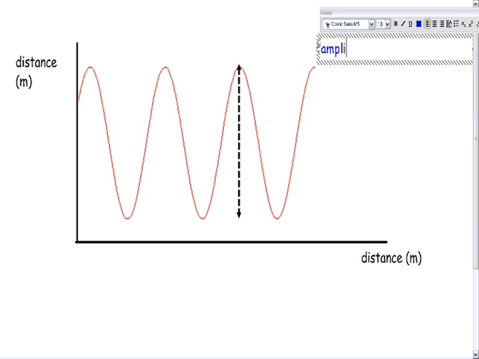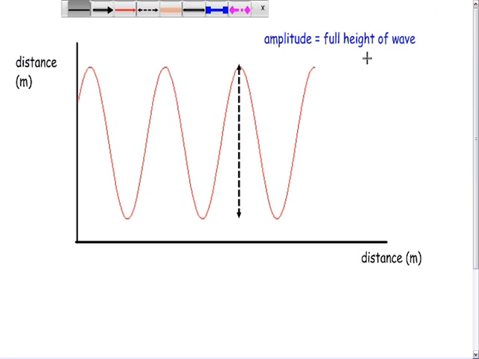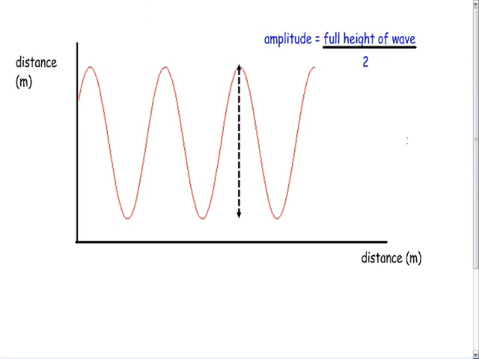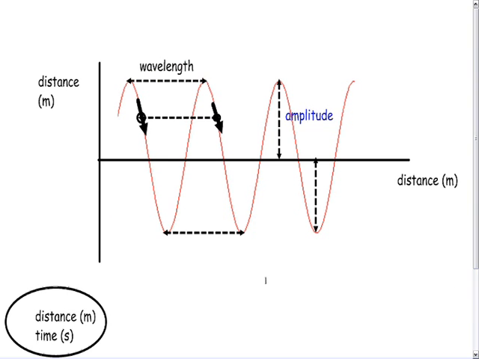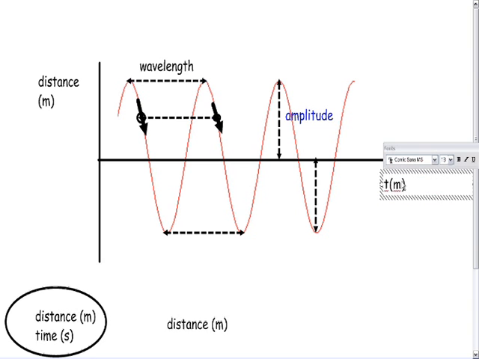So amplitude equals full height of wave, and super importantly, a big line, divided by 2. So full height of wave divided by 2 is your amplitude. Good stuff. So that's it if it's a distance graph. Now, the issue arises when it becomes a distance time graph.